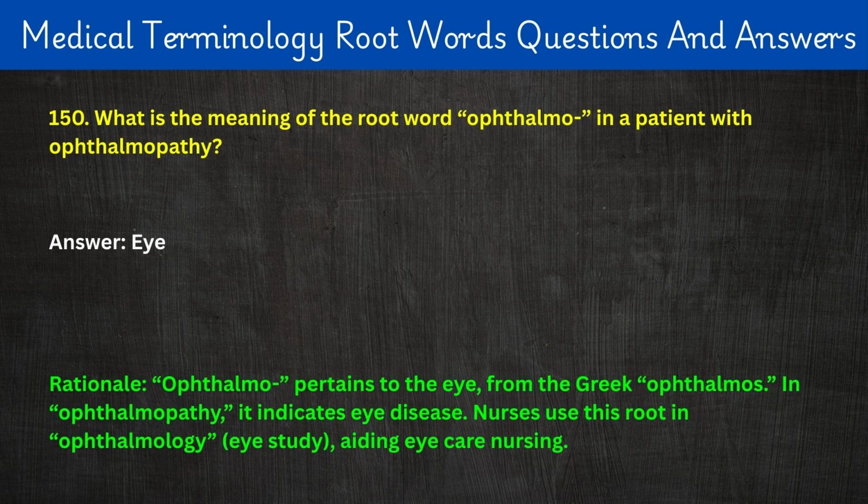150. What is the meaning of the root word ophthalmo- in a patient with ophthalmopathy? Answer: eye. Rationale: Ophthalmo- pertains to the eye, from the Greek ophthalmos. In ophthalmopathy, it indicates eye disease. Nurses use this root in ophthalmology, eye study, aiding eye care nursing.